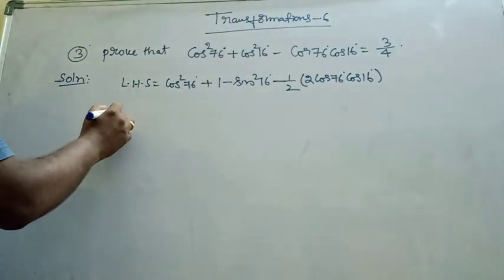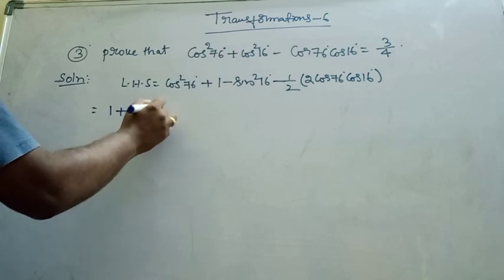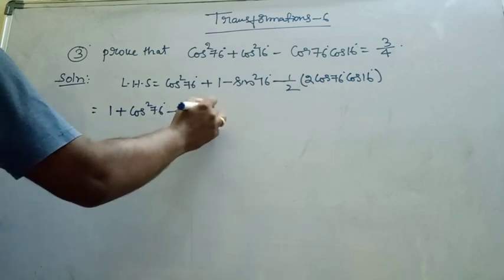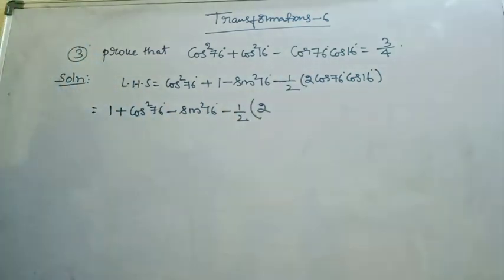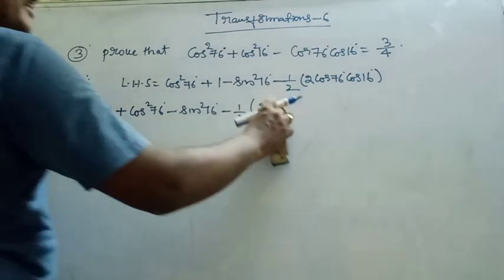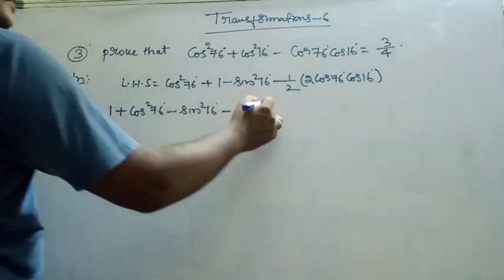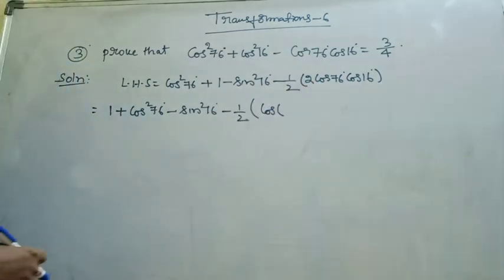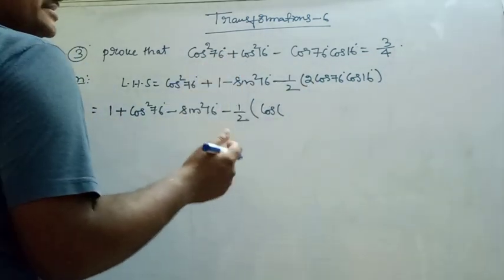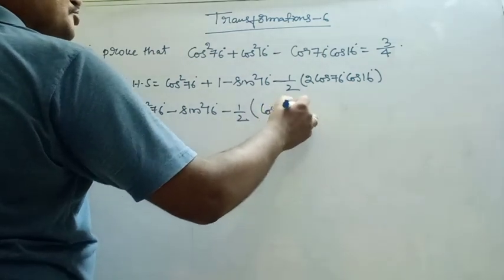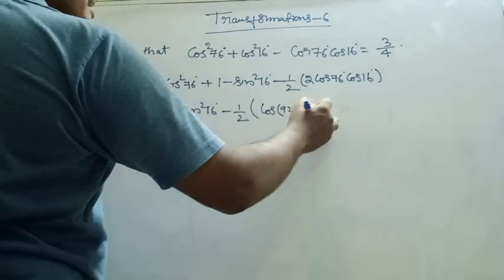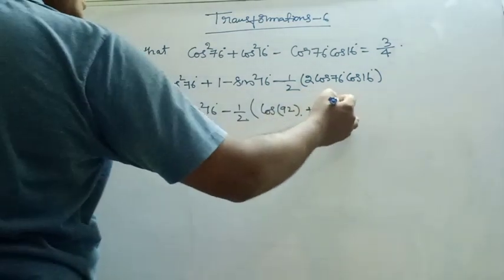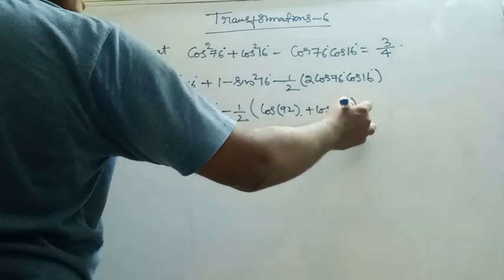Now this becomes 1 plus cos square 76 degrees minus sin square 16 degrees, minus 1 by 2 into 2 cos A cos B. That formula is cos A plus B plus cos A minus B. Cos A plus B is 76 plus 16, that is 92, cos 92, plus cos A minus B, that is nothing but cos 60 degrees.